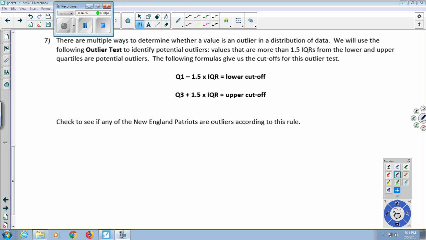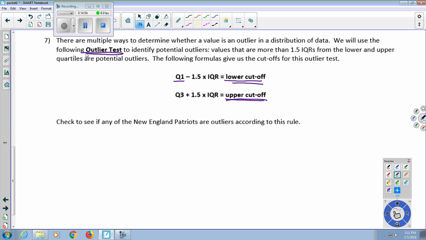So the outlier test is one way to identify potential outliers. And we use these following formulas. Now notice these formulas are giving us cutoffs so that we can find out whether there's data points outside. Like if there's data points lower than the lower cutoff, they would be potential outliers, or data points greater than the upper cutoff. So the formula isn't too tricky.